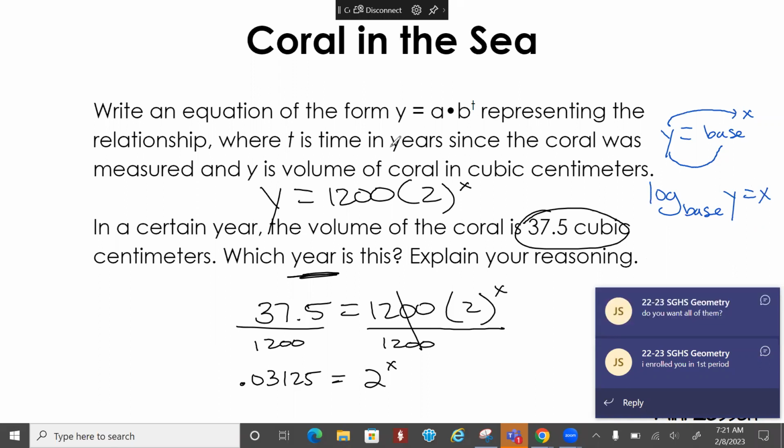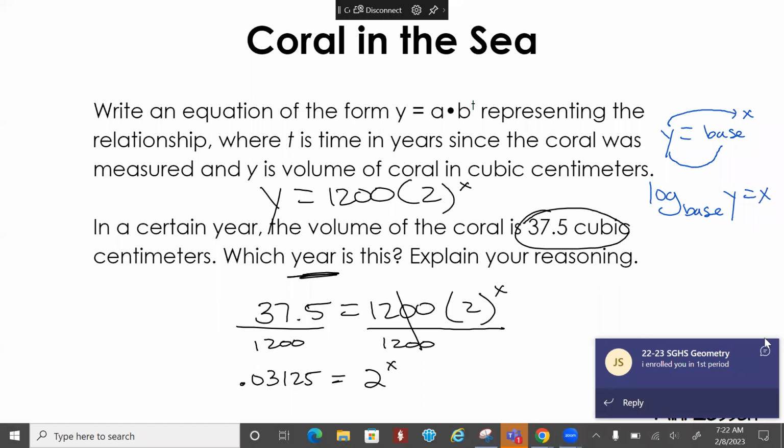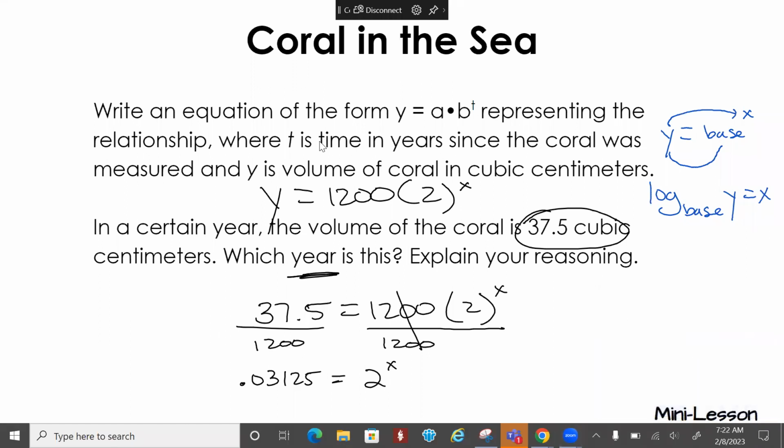Okay, so what's going to happen is you start at your base, go to the outside, finish at your exponent. So I'm going to write this out as log of base 2 of 0.03125 equals x. Fortunately, Desmos does all of the work for you. So once you get to this spot, we're just going to type it straight into Desmos. And I'm going to show you how to do that in just a second.